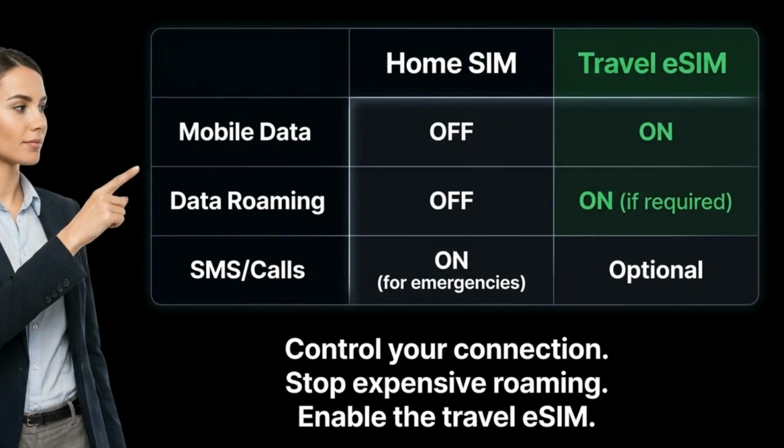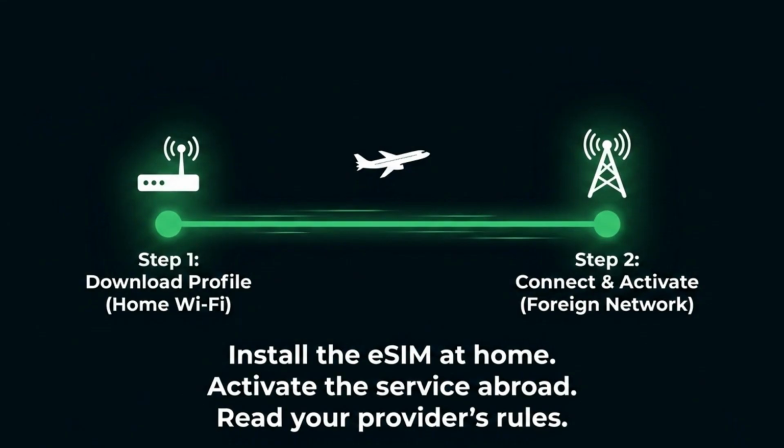Control your connection and avoid high roaming fees. The best strategy is to keep your home SIM on standby for emergencies while enabling a travel eSIM for your mobile data needs. Getting set up is simple. Download your eSIM profile while on your home Wi-Fi, then activate it once you arrive at your destination. Always review your provider's specific activation rules.